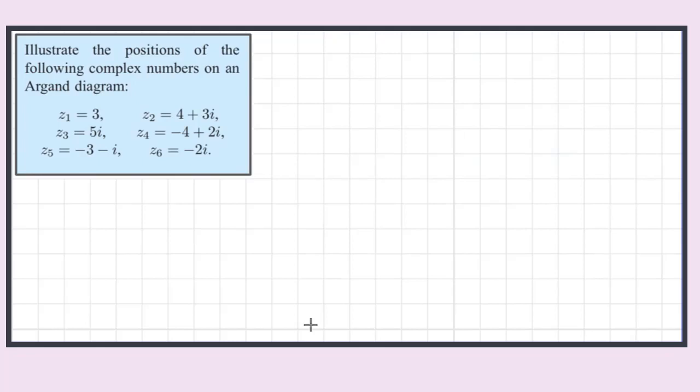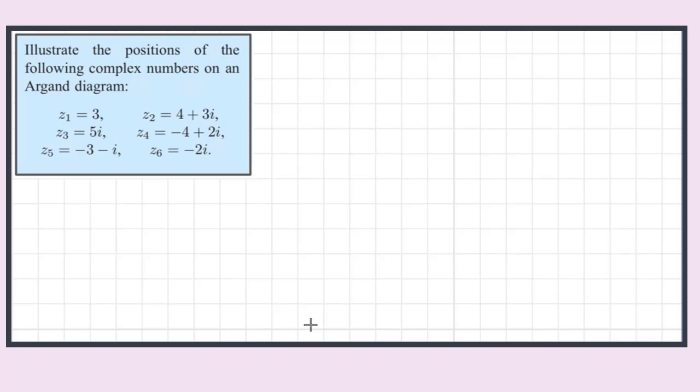Illustrate the positions of the following complex numbers on an Argand diagram. So we have z1 equals 3, z2 equals 4 plus 3i, z3 equals 5i, z4 equals minus 4 plus 2i, z5 is minus 3 minus i, and z6 is minus 2i.